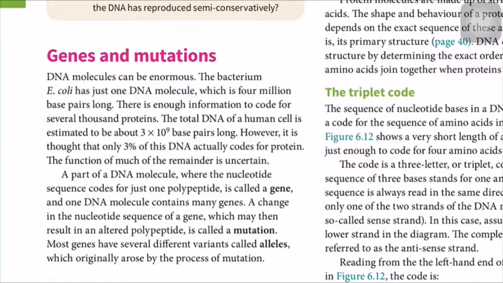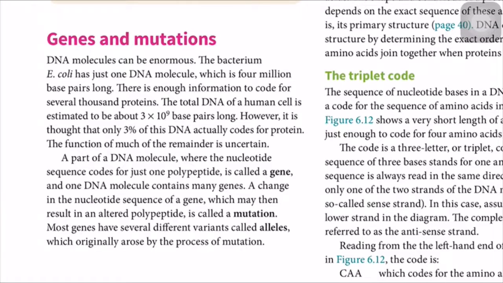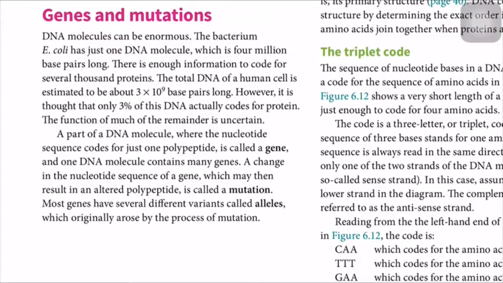The total DNA of a human cell is estimated to be about 3 multiplied by 10 to the power 9 base pairs long. However, it is thought that only 3% of this DNA actually codes for protein. The function of much of the remainder is uncertain. This is just for your information, since you are a student of biology.